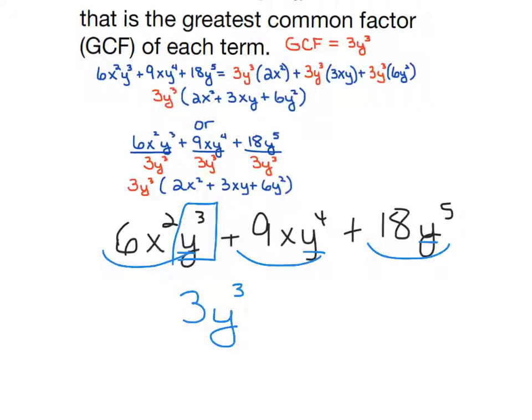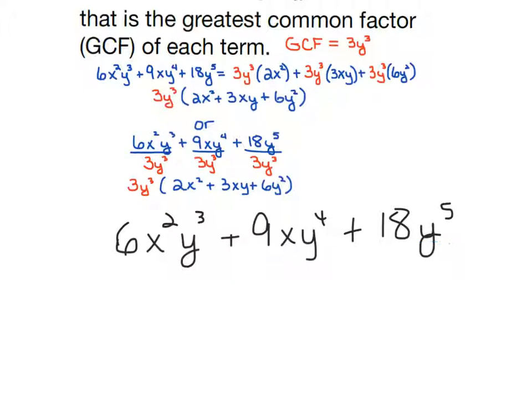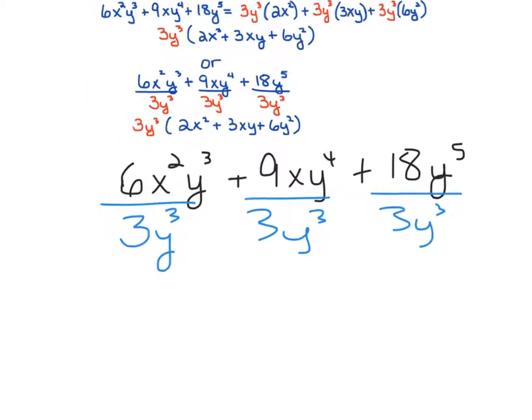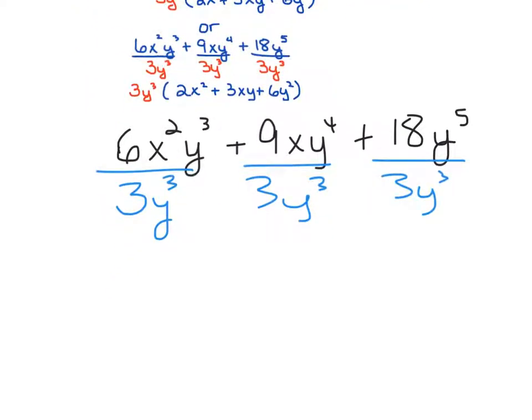Now, what I like to do when I am factoring using the greatest common factor, I like to take that greatest common factor and write it underneath each one of my terms. Because what I'm doing when I'm factoring is I'm going to divide each term by that greatest common factor. So 3y cubed, 3y cubed. Now you don't have to show this. This is my way that I don't forget anything. Now, my factored answer will have the greatest common factor in the front, and then in the parentheses will be the answer to the division of each term.